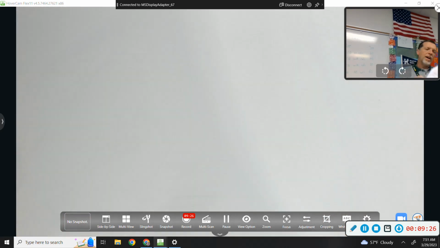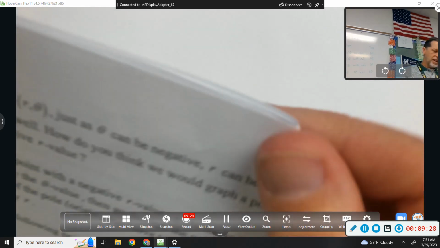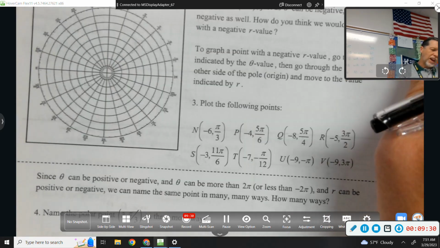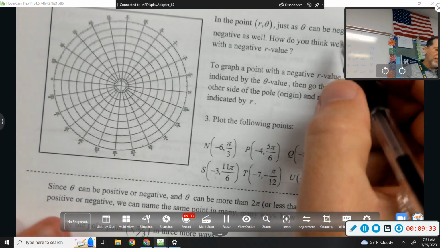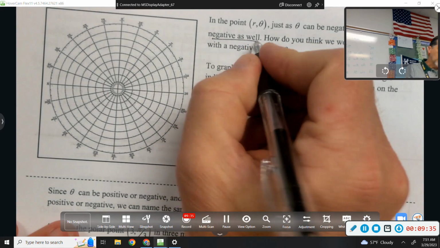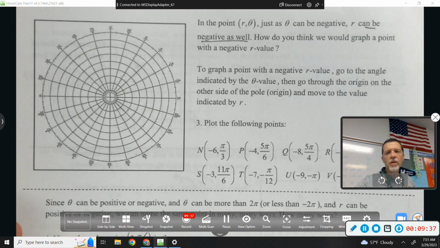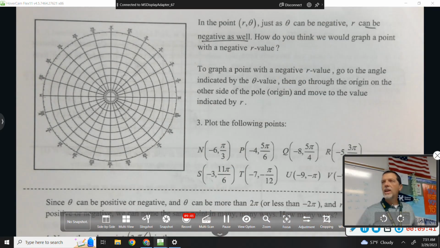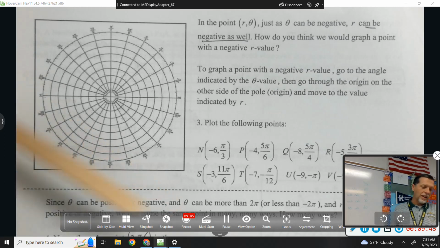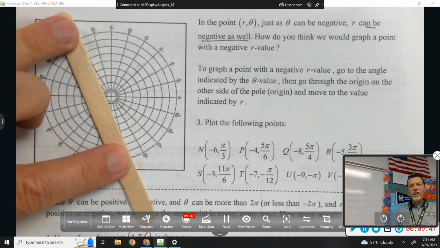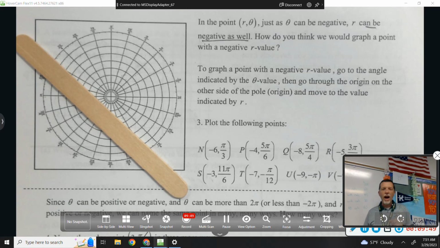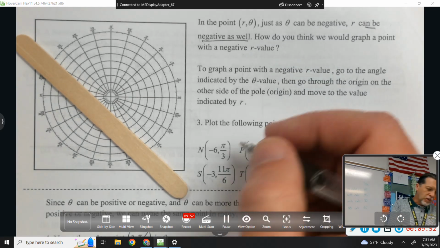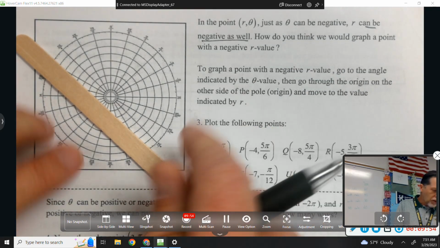All right, well, that was negative angles. Turn the page, and just as theta can be negative, r can be negative as well. Any guesses on what you do with a negative r? I bet you guessed correctly. Go the opposite way. So this is where a little helper stick ruler I think is helpful. So I'm still going to do theta first. So I'm going to go over to pi over 3.